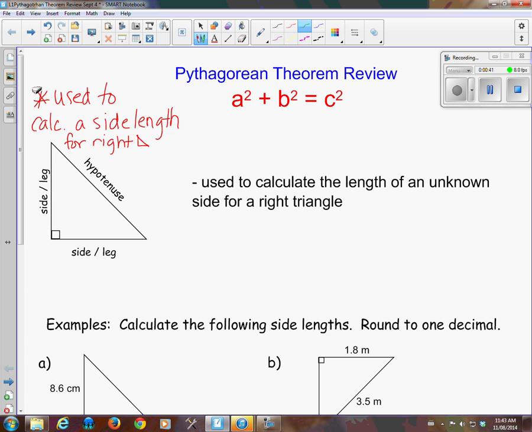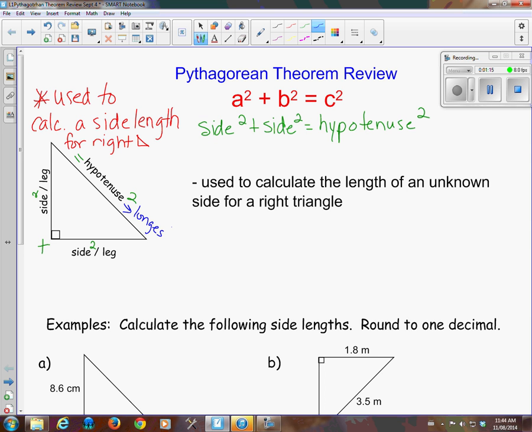Another way to think of this formula would be side squared plus side squared equals the hypotenuse squared. This is because the squares of the two sides added together always equal the hypotenuse squared. And this is because the hypotenuse is always the longest side.